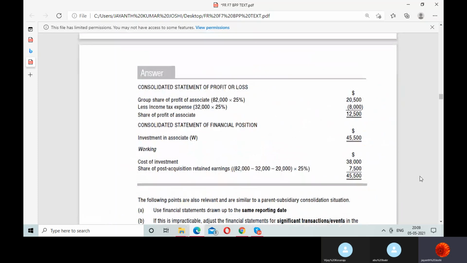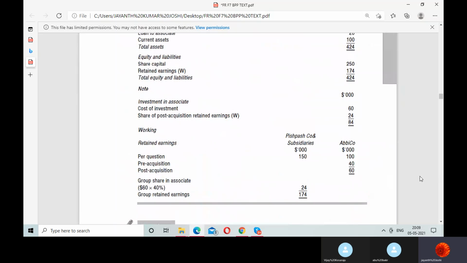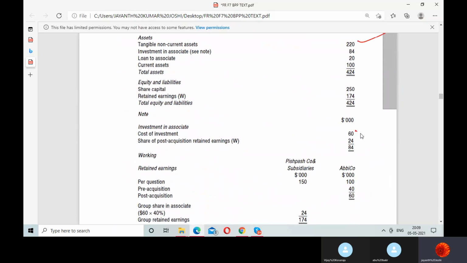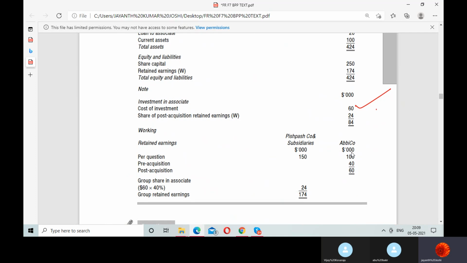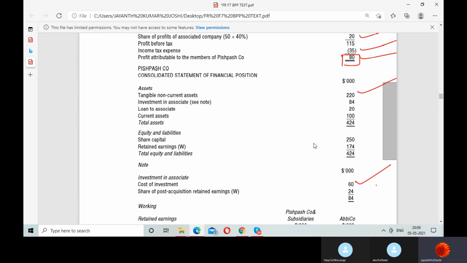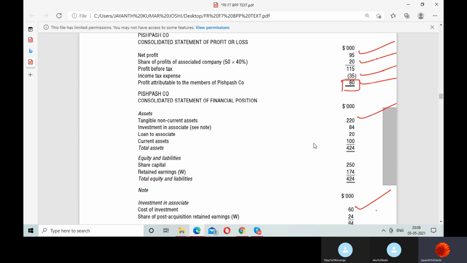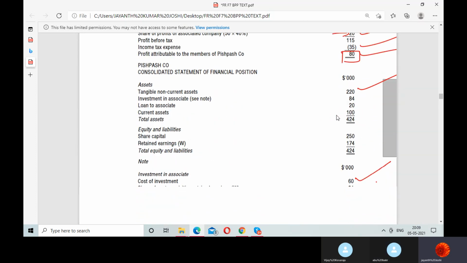So 60 is already what they have, correct? And they will get their share. See, they will definitely get the share from profits. Who would get the share from profits? The group, the parent, correct? Parent. So their share from profit is already what you have calculated.